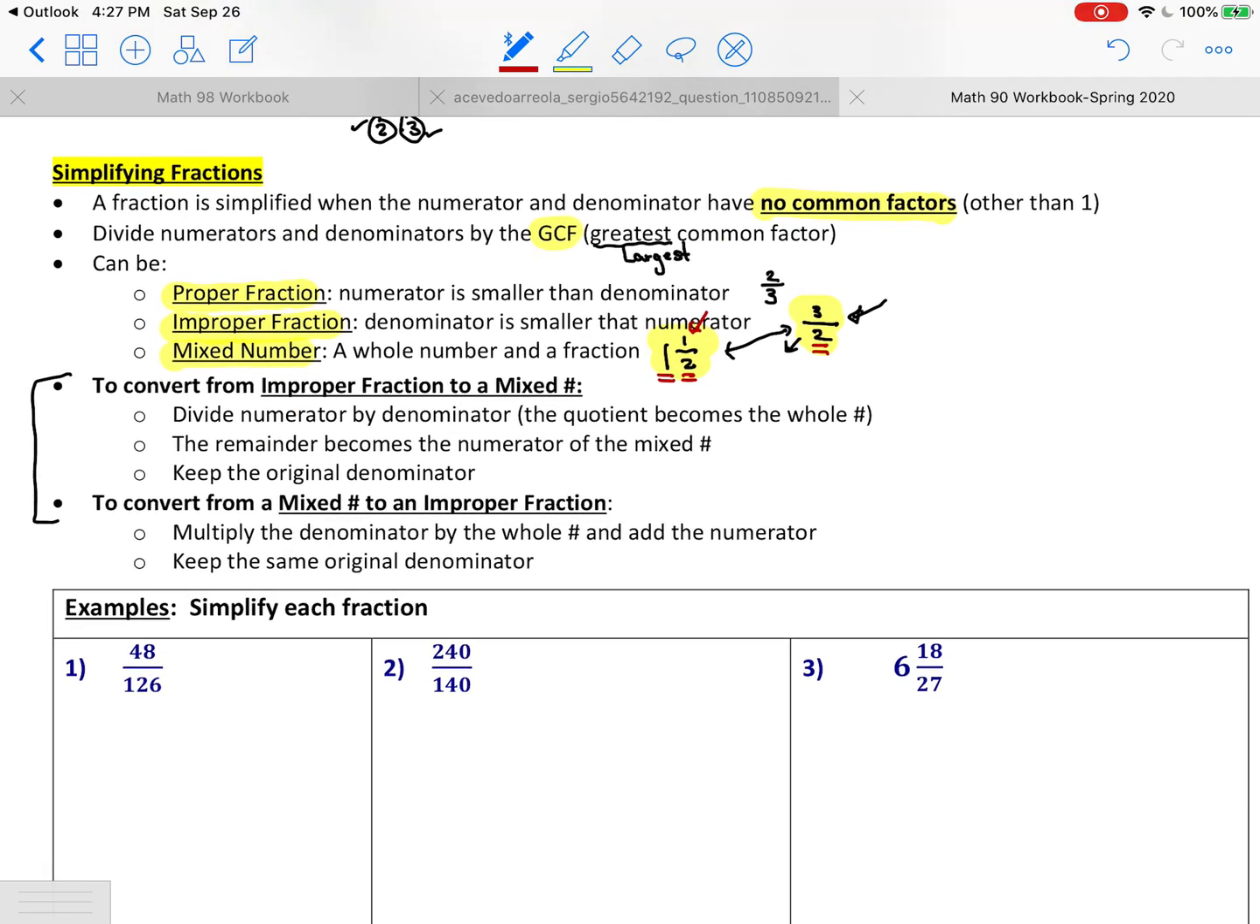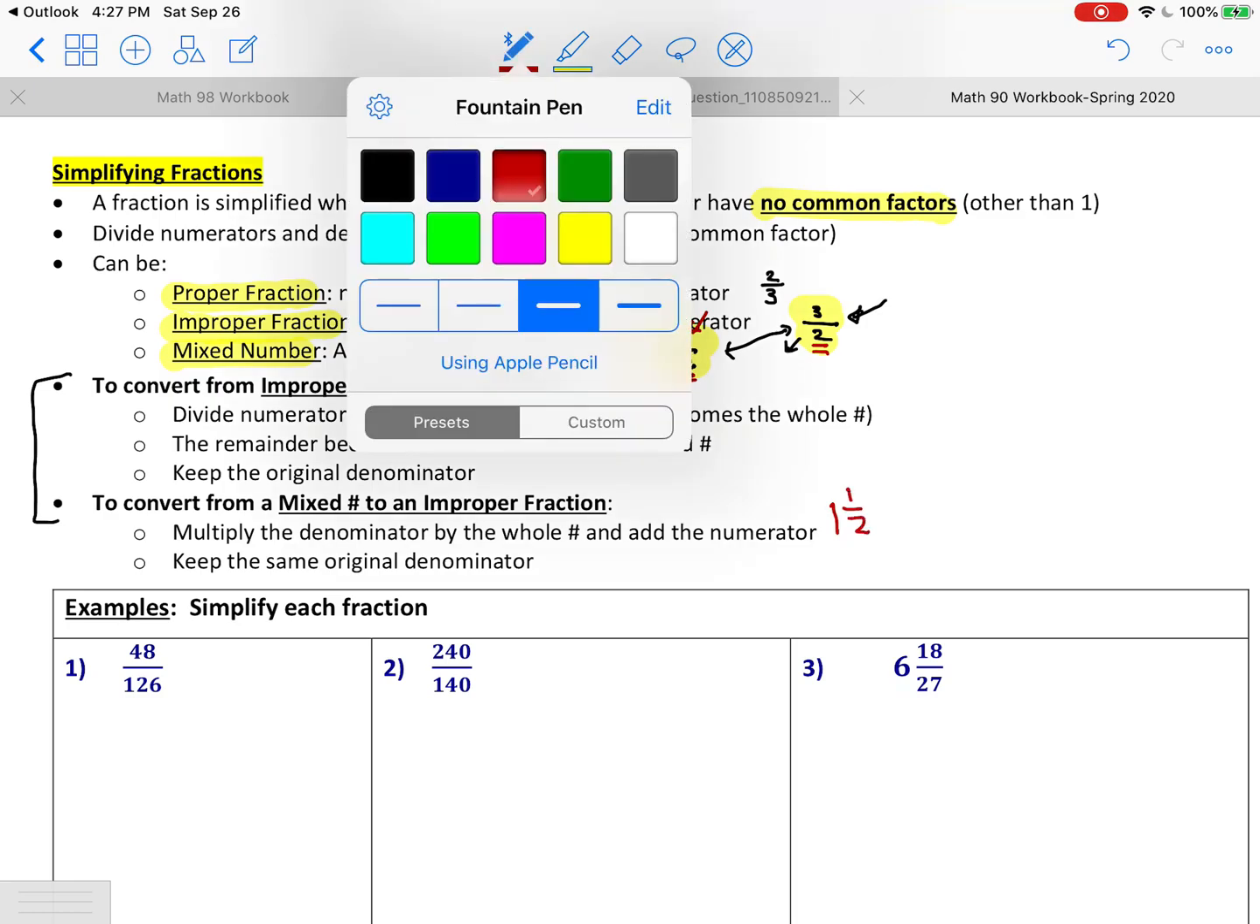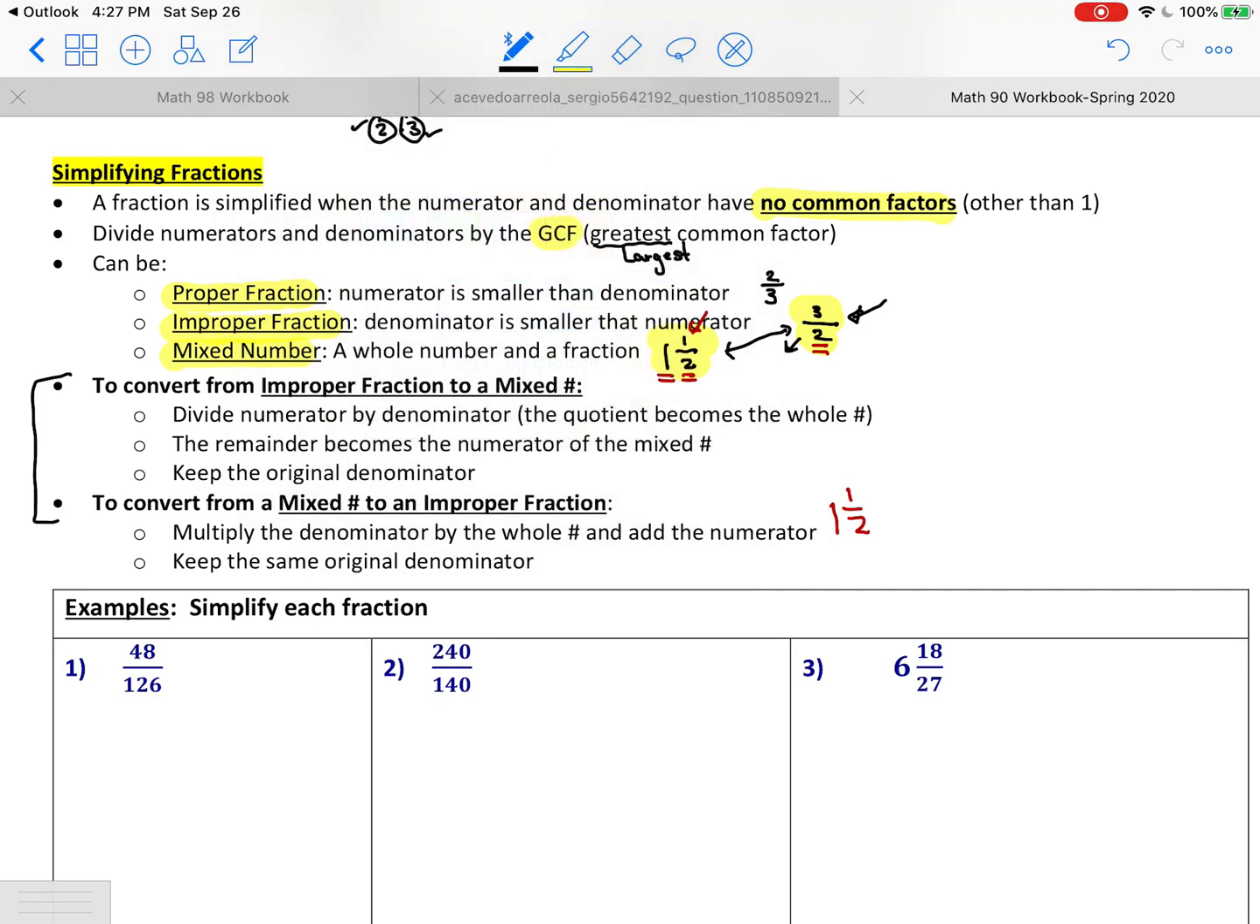So going from the other direction, let's actually do that. Let's go from 1.5, right? And let's see how we get 3/2 from that.